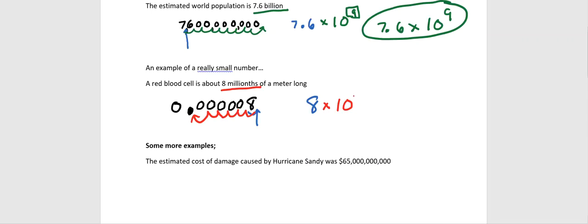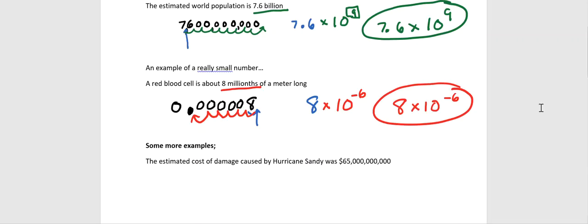But because I'm moving to the left and making the number smaller, it's going to be times 10 to the negative 6th. So 8 millionths in standard notation, 0.000008, written in scientific notation, would be 8 times 10 to the negative 6th.